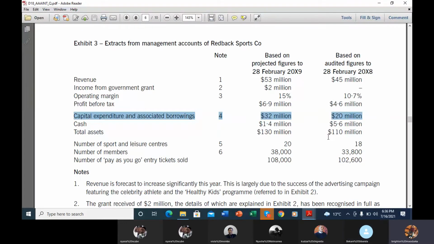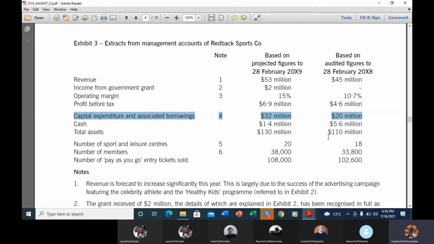Respond quickly, guys. So yes, this is evidenced by a significant increase in capital expenditure and associated borrowings by 12 million. So what will be the end result? The total assets are overstated, which could result in overstatement of non-current assets and understatement of what? Operating expenses.